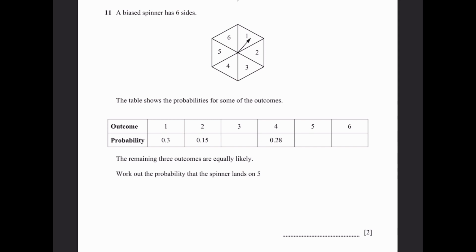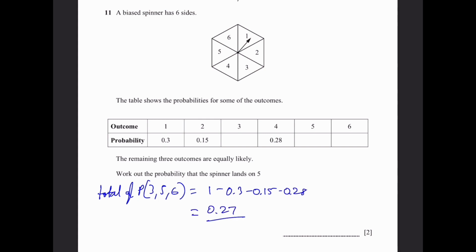Question 11. A biased spinner has 6 sides. The table shows the probabilities for some of the outcomes. So the outcomes for 1, 2, and 4 are given, and the outcomes for 3, 5, and 6 are not given. The remaining 3 outcomes are equally likely for all of them. Work out the probability that the spinner lands on 5. So the total of 3, 5, and 6 probabilities will be equal to 1 minus all the values given, and that will be equal to 0.27.